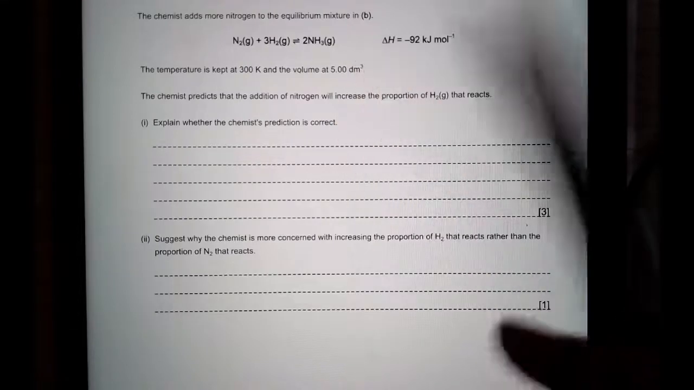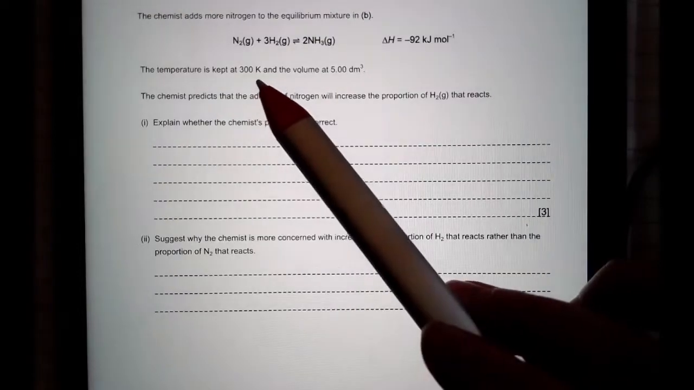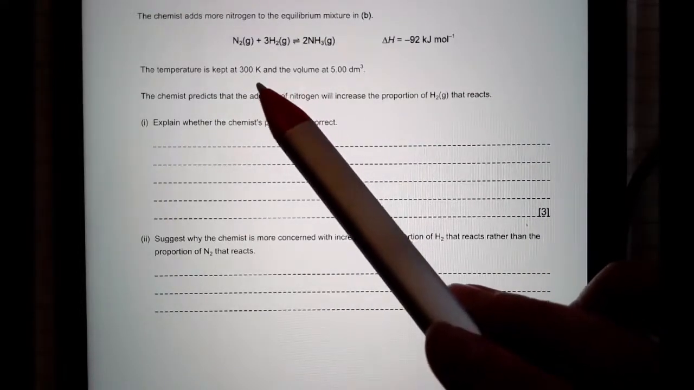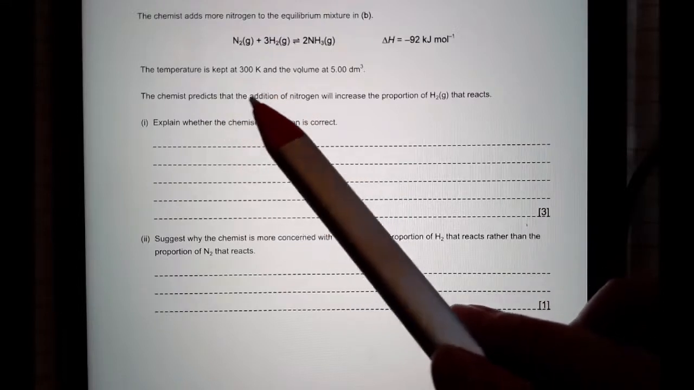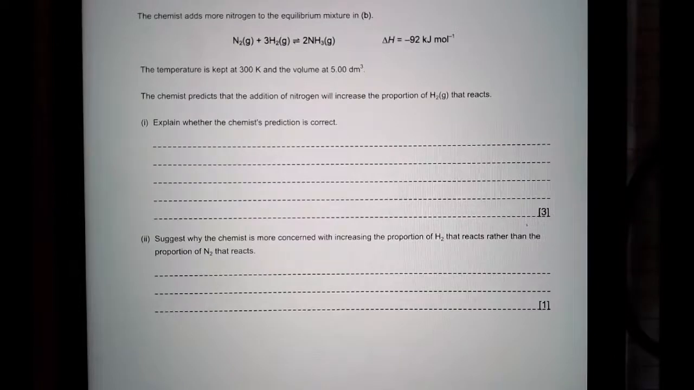So they've given me the Haber process, as they so often do. It says temperature stays constant. Okay, if temperature stays constant, then Kc does not change. And the chemist predicts that if you add nitrogen, you increase the proportion of hydrogen that reacts. Explain whether the chemist is correct.